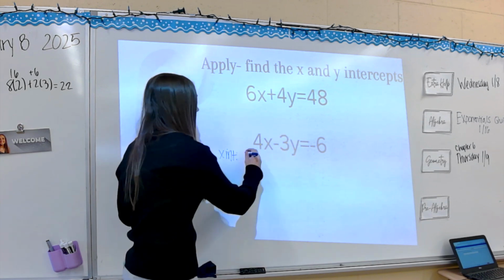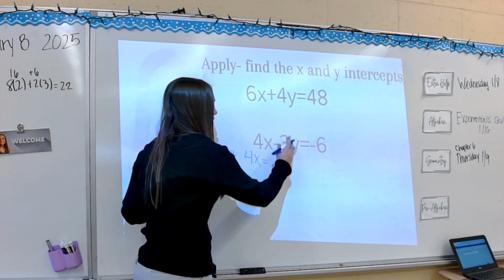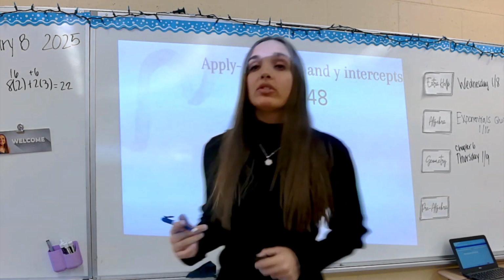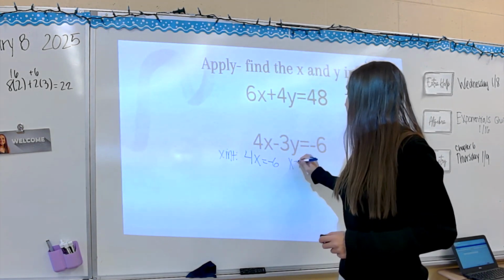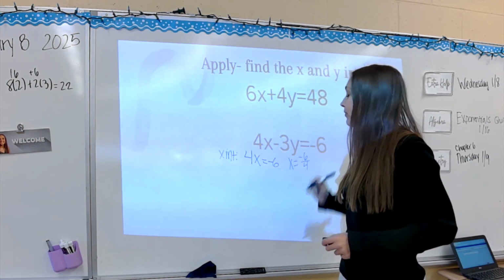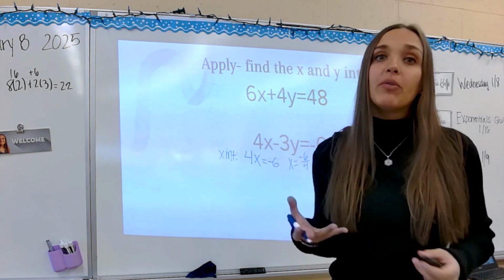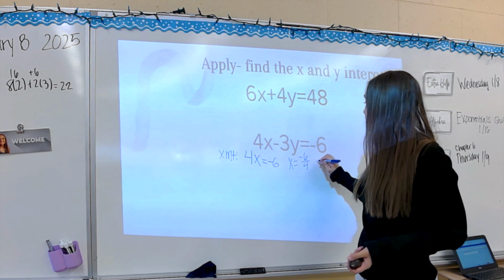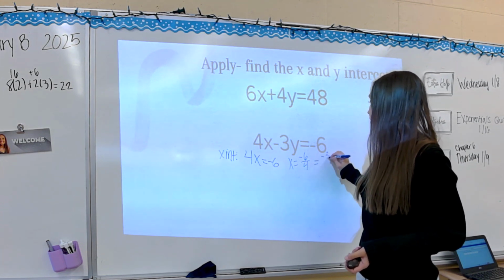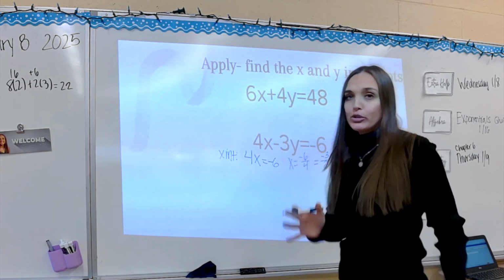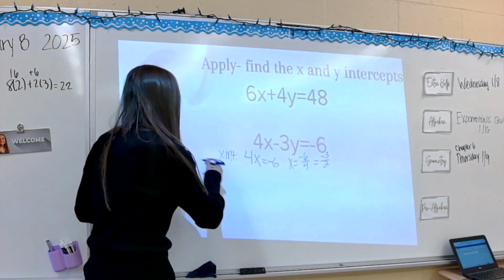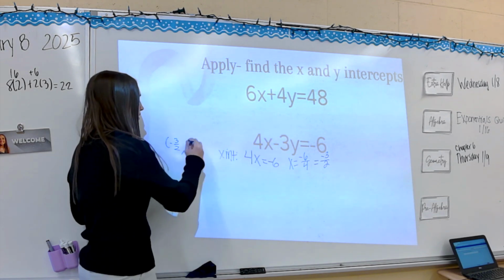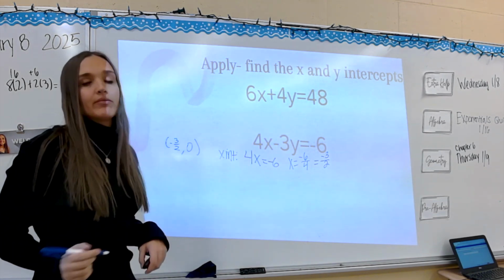So I'm going to do 4x equals, because that's gone, negative 6. I divide both sides by 4, and I get x equals negative 6 divided by 4. We always simplify, though. We want simplified fraction form. So I'm going to divide both by 2, and I get equals negative 3 halves. So my x-intercept, my x is negative 3 halves. My y was 0, right? It's gone. And that's my answer.